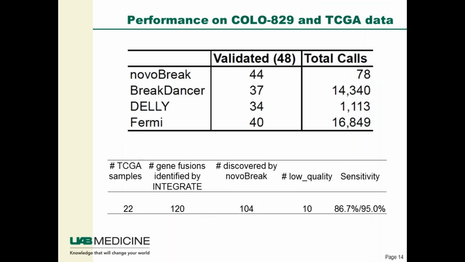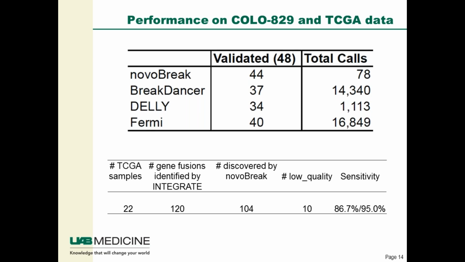Next, we benchmarked the performance of NovoBreak based on the real data, real cancer data. One data type is the cancer cell line, COLO-829, a melanoma cancer cell line. Previously, 2 papers identified and experimentally validated 48 structural variations. We use these 48 as ground truth to identify the sensitivity and the specificity.